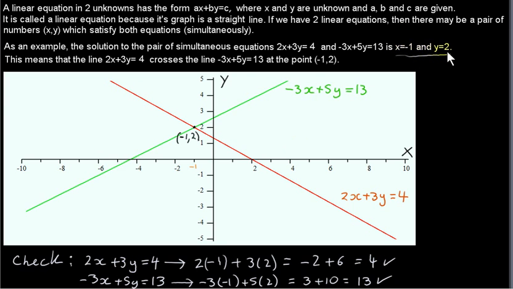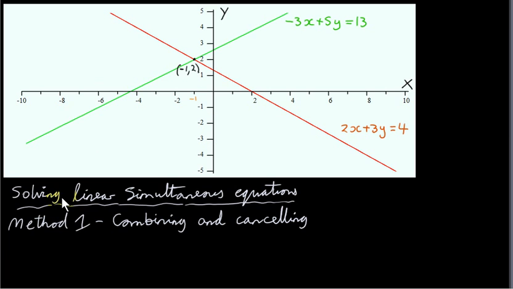Now we can write this pair of numbers as a point in coordinate geometry. The first value is the x value and the second value is the y value. It's the point where the graphs of the two equations cross. So the graphs of both equations are straight lines and they cross at the point with coordinates minus 1, 2. The next thing I want to do is show you how to find the pair of numbers that satisfy both linear simultaneous equations simultaneously.